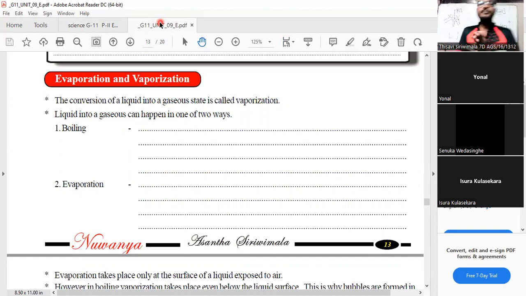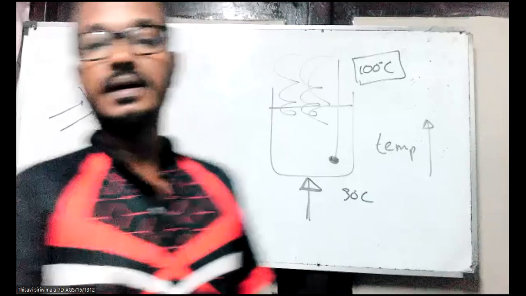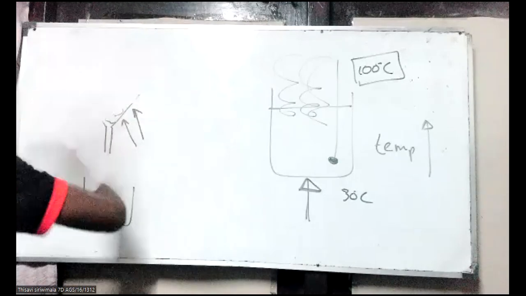The conversion of a liquid into a gaseous state is called vaporization. Vaporization is the common word: liquid into gas. It is called vaporization. So vaporization can happen in two methods. One such method is boiling. The other is evaporation.